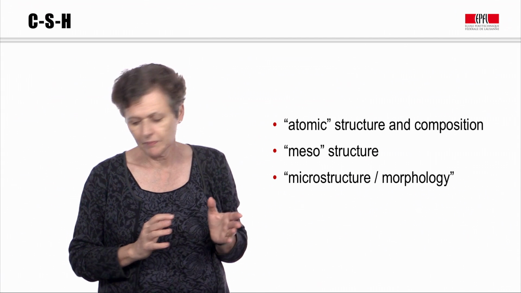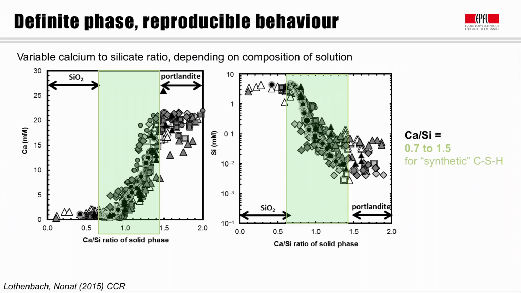Now, the first point I really want to emphasize is that CSH really is a definite phase with a reproducible behavior. When I came into the field more than 30 years ago, people often talked about CSH like it was this completely random, unknown material. But what has been really clearly established is that it is a phase with a reproducible thermodynamic behavior. And that's what I'm trying to illustrate on these two graphs here.